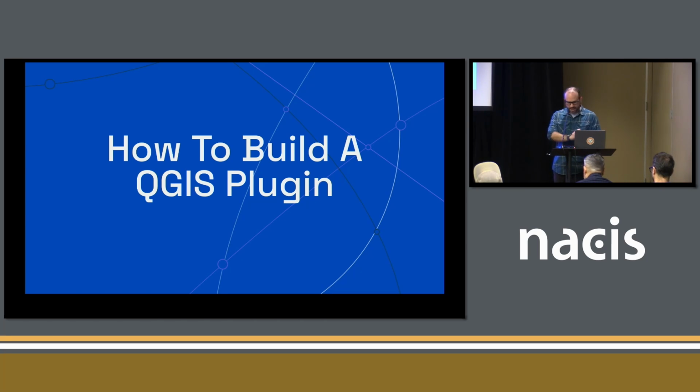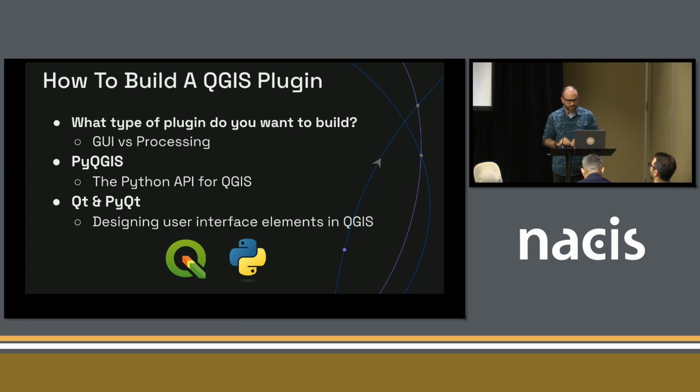Let's take a look at how we actually build a QGIS plugin. I guess the first step is to ask yourself, what type of plugin do we want to build? And you'll see why in a minute this is important. There's the GUI plugin, where we have some graphical user interface that we need to design and control. And then there are what are called processing frameworks, where we are more like implementing a processing algorithm.